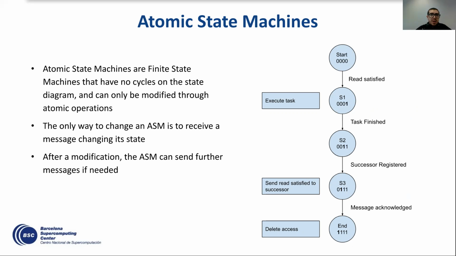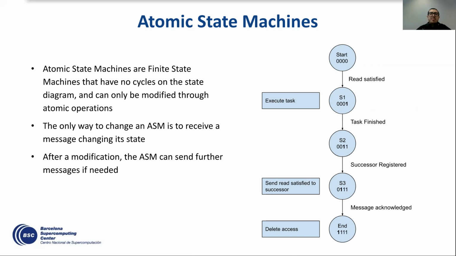modified through atomic operations. Inside the runtime, they are represented as bit fields, and the only way to change a bit in an atomic state machine is to receive a message or a communication from another access. After the atomic state machine has changed its state, it can generate new messages that will go towards other accesses.